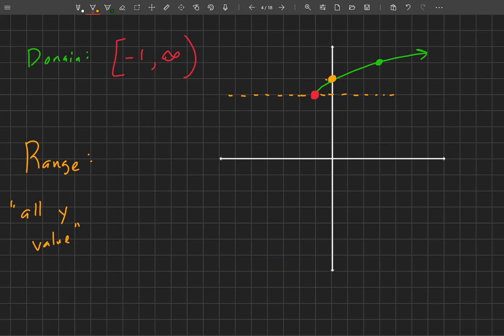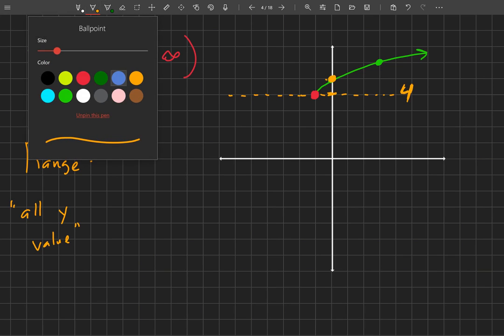Okay? What is the lowest value? Well, that's the number 4. Because when I'm dealing with range, when I'm dealing with answers, I'm dealing with y's. So don't give me an x number, give me a y number, because this is a y value. And I'm asking for the lowest y value. And what is the lowest y value? It's 4.